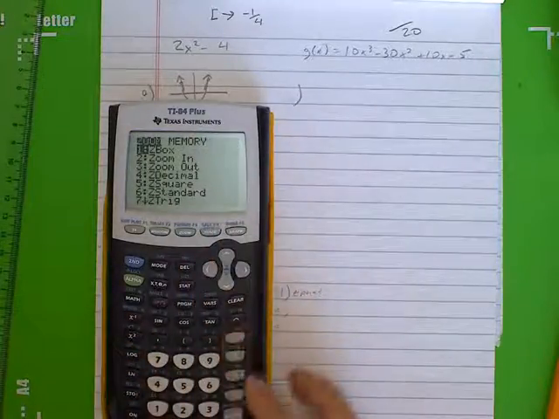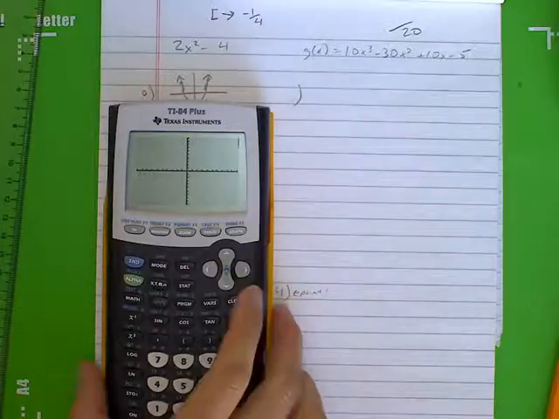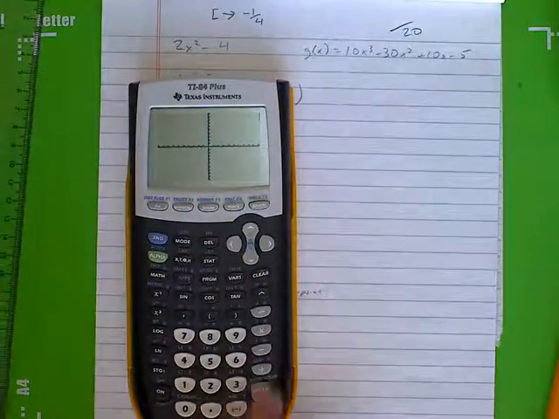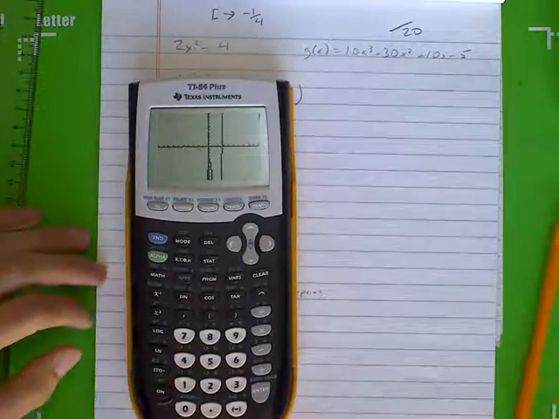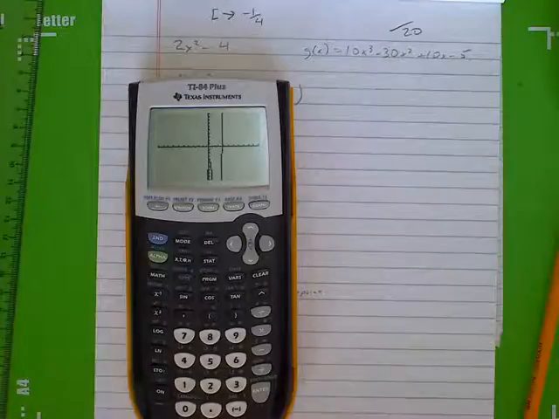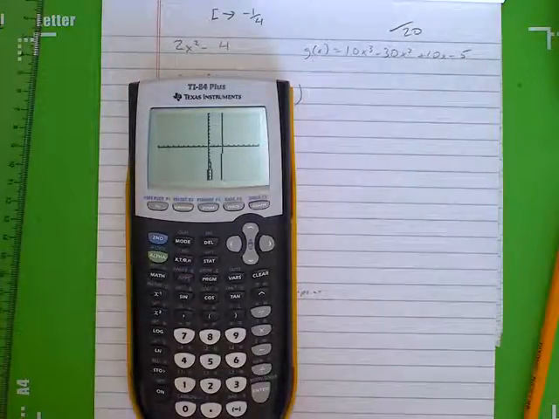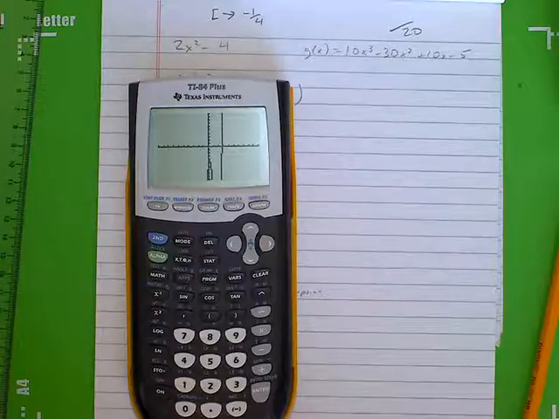So if I go to my standard zoom, what do I see? A graph, correct. Now, can we tell from just this picture the basic shape of the graph? Not mine? Is your calculator better than mine? Or did you change the zoom? Okay.